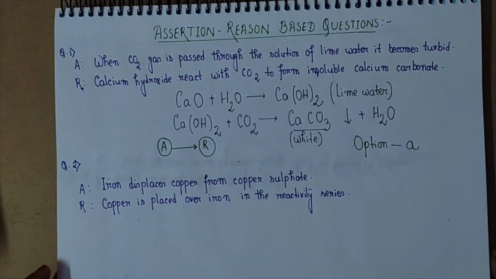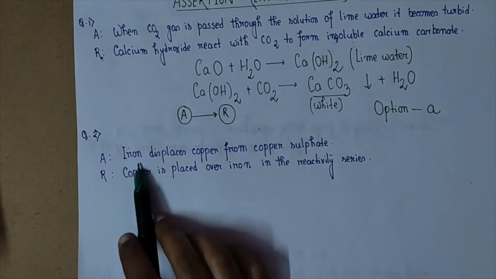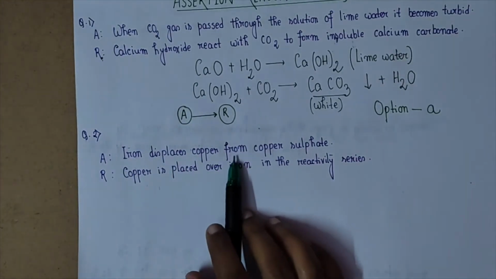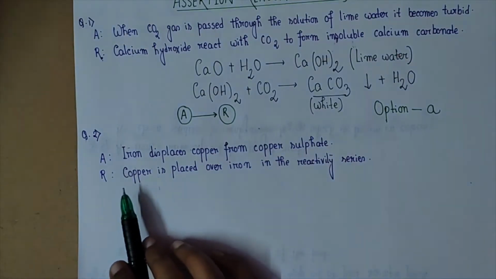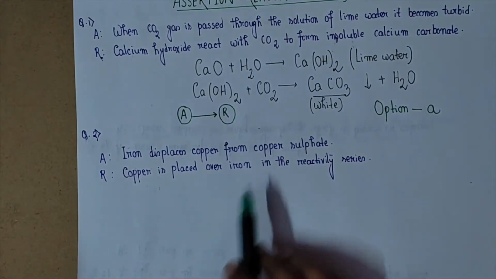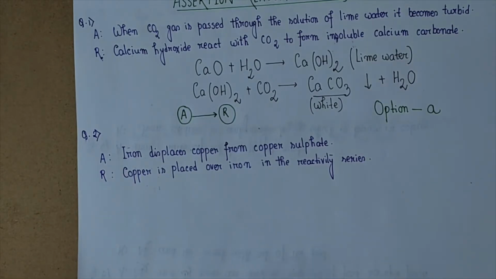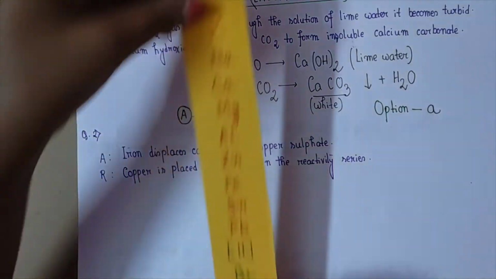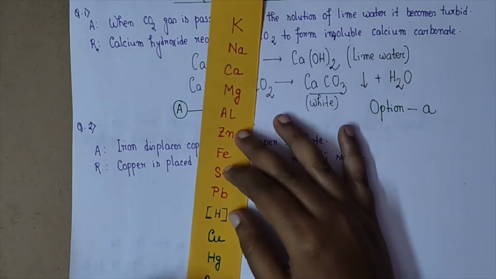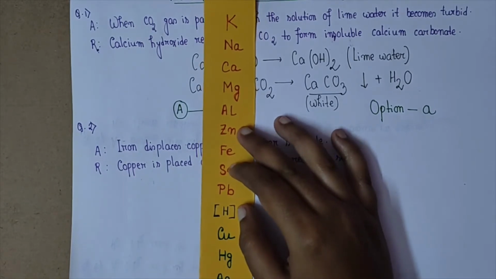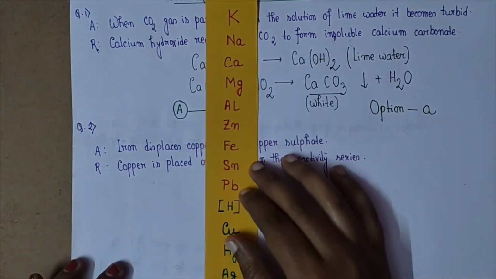Now the next question: iron displaces copper from copper sulfate. This is the assertion, and the reason given is that copper is placed over iron in the reactivity series. So for this you have to know what the reactivity series is. So this is the reactivity series. Hope you can see it. Okay, so this is the reactivity series.